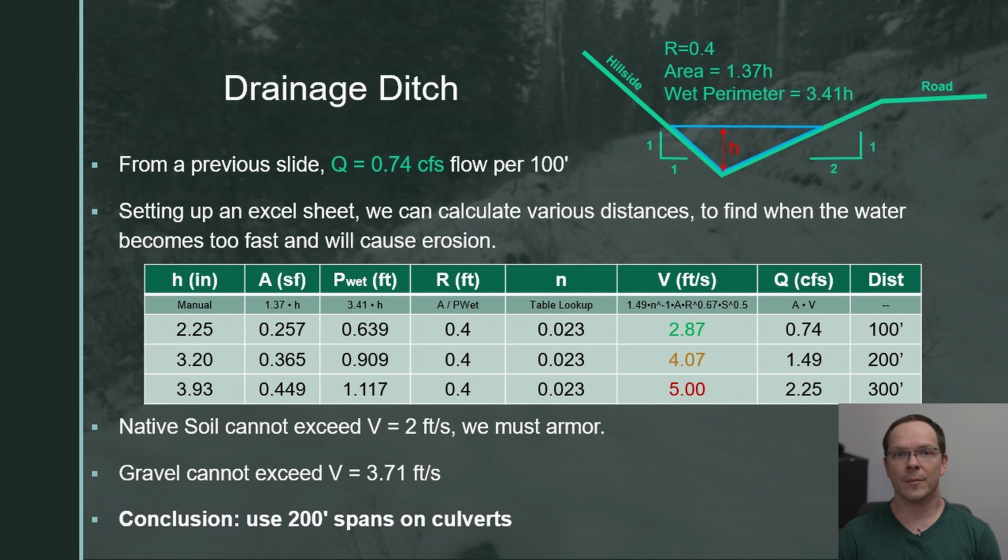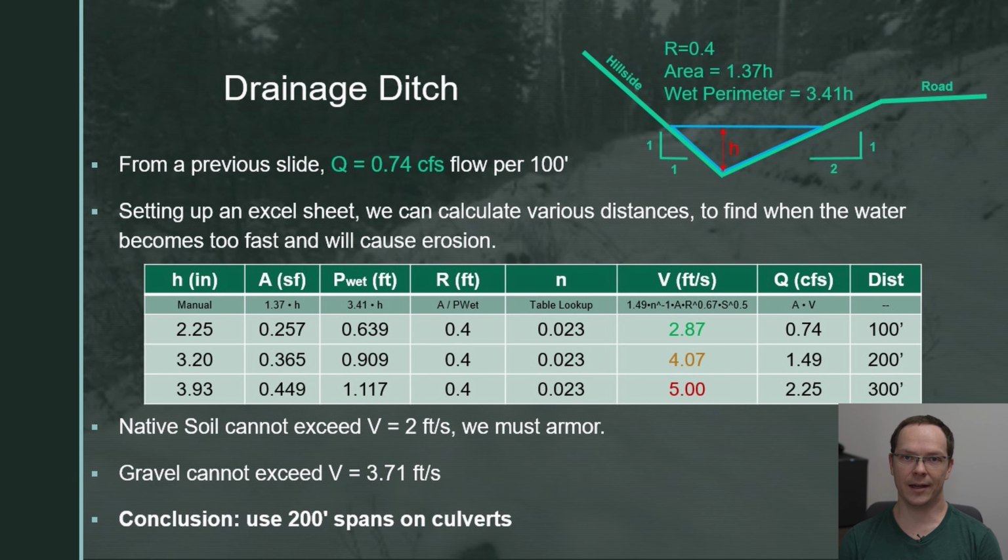Okay, so from a few slides back, we had the rainfall rate, which is that 0.74 cubic feet per second for every 100 feet. I set up a simple Excel sheet, and it just calculates at various distances how fast the water becomes and when it's going to cause erosion. One thing I forgot to mention is that a number of the terms you need in that equation are actually in that figure up in the top right. It's the hydraulic radius, your area, and all that. So you just assemble the formulas together and put it in Excel, and then set up for, I did 100 foot, 200 foot, 300 foot.